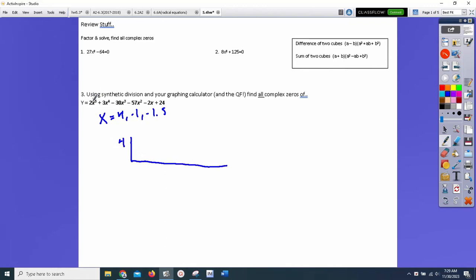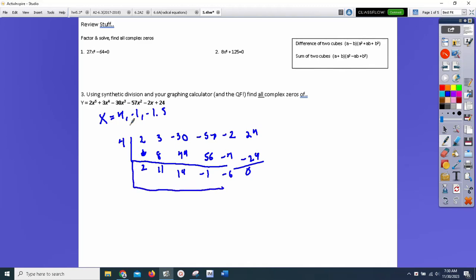I'm going to go with the 4 first. My coefficients are 2, 3, negative 30, negative 57, negative 2, and 24. And I drop, and I multiply, and I add, and I multiply, and I add, and no surprise, I got a 0. Now I'm going to repeat the process, this time with the negative 1. I'm going to save that negative 1.5 for last because it's the most complex thing to do.